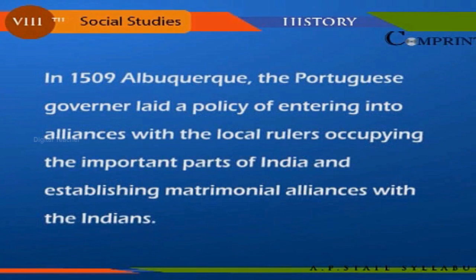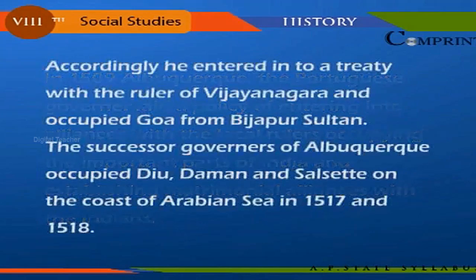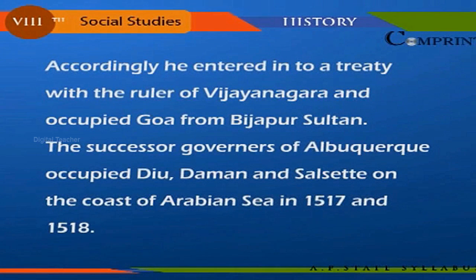In 1509, Albuquerque, the Portuguese governor, laid a policy of entering into alliances with the local rulers occupying the important parts of India and establishing matrimonial alliances with the Indians. Accordingly, he entered into a treaty with the ruler of Vijayanagara and occupied Goa from the Bijapur Sultan. The successor governors of Albuquerque occupied Diu, Daman and Salsette on the coast of the Arabian Sea in 1517 and 1518.